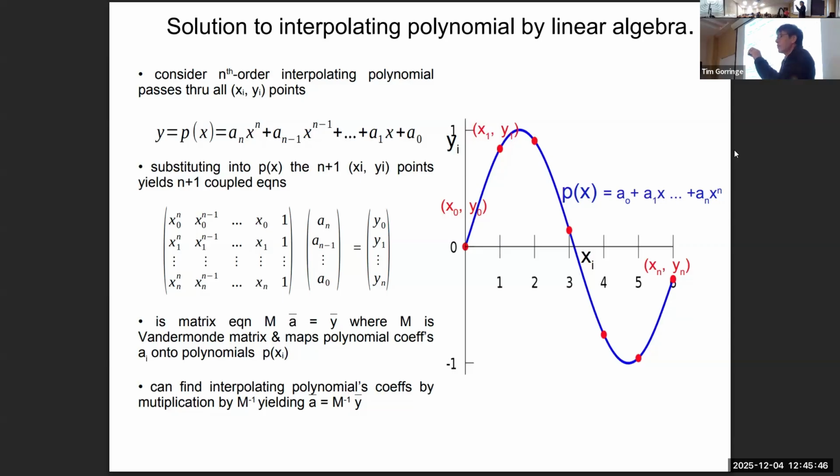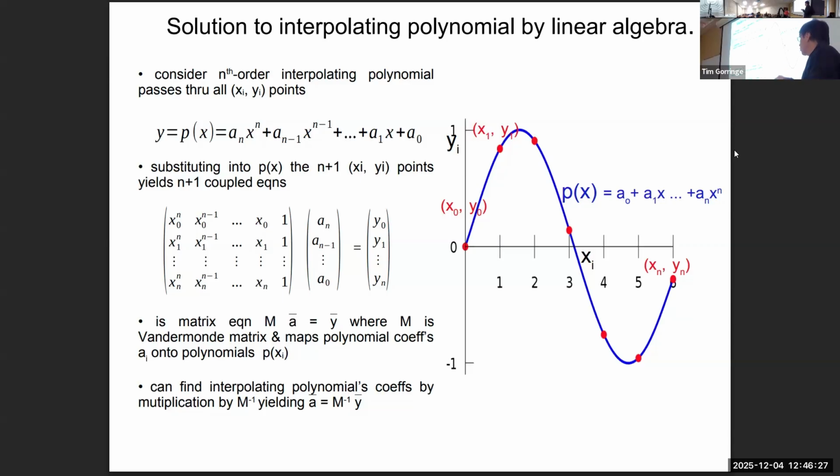To pass through those data points, each of those data points represents an equation for the coefficients of the polynomial and the values of the independent and dependent variables. And so we have a collection of n plus 1 equations for the n plus 1 data points that relate the data point values and the coefficients of the polynomial. And I can write that compactly. We've done this before as a vector matrix equation using matrix algebra. And so that's what I've written down here.